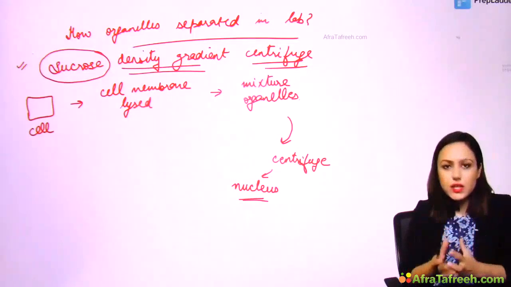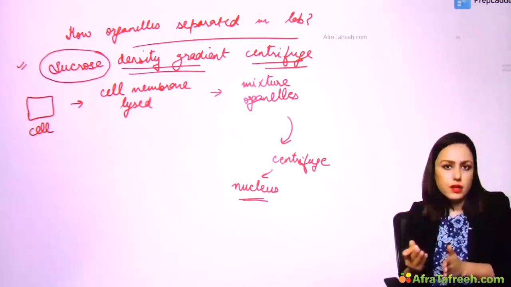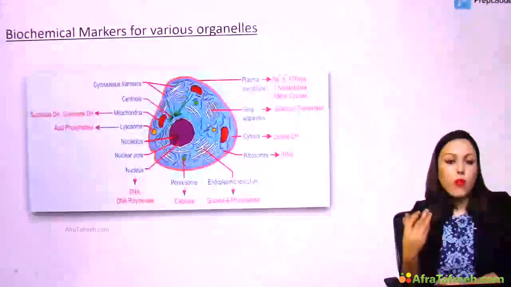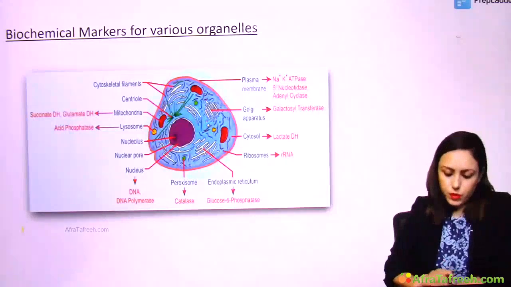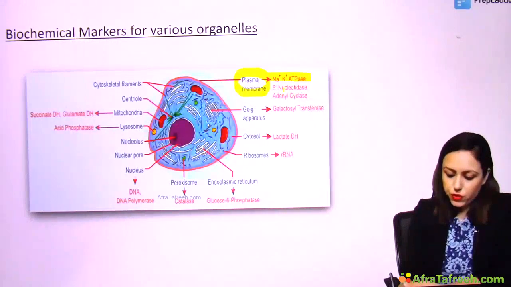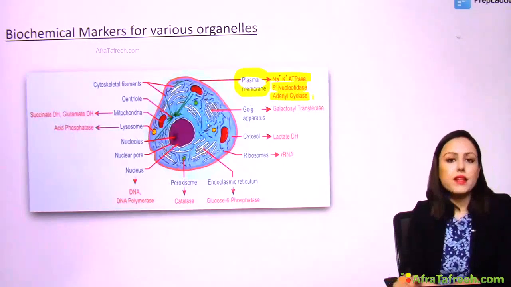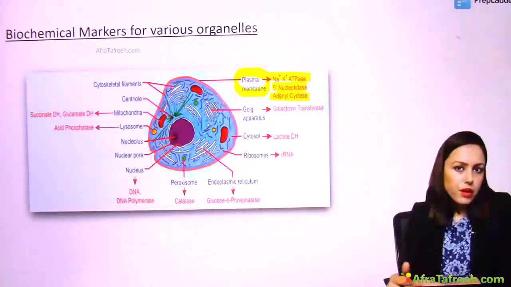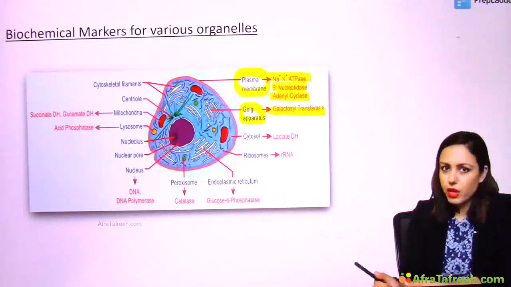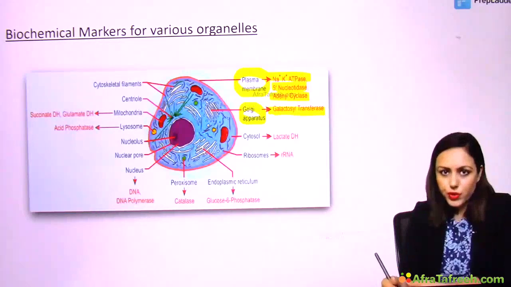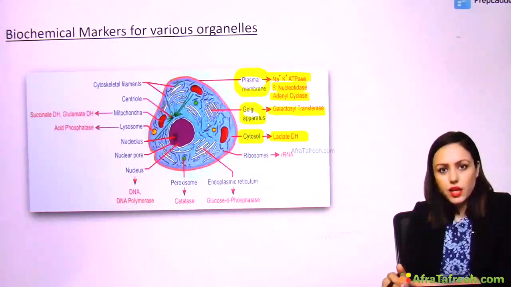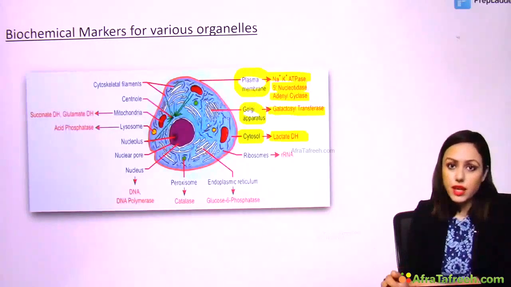Now when we have collected all the organelles, then how to detect which organelle is which one? So for that we need to know the markers for various organelles. For example, what is the marker for plasma membrane? Sodium potassium ATPase or 5' nucleotidase or adenyl cyclase. Any one can be used as a marker for the cell membrane. Then for Golgi apparatus, it is galactosyl transferase enzyme, as this enzyme is only present in Golgi apparatus. Then for cytoplasm, it is lactate dehydrogenase, this enzyme of anaerobic glycolysis present only in cytoplasm.